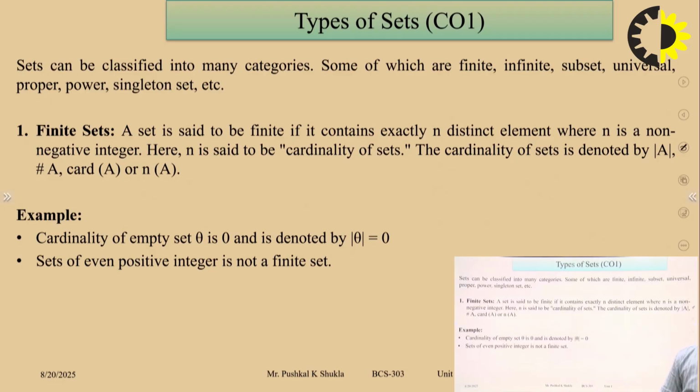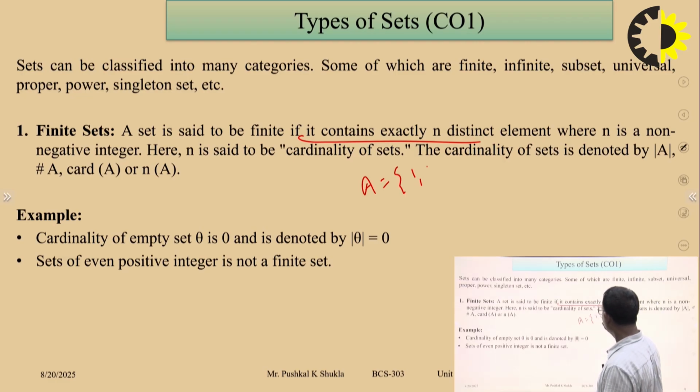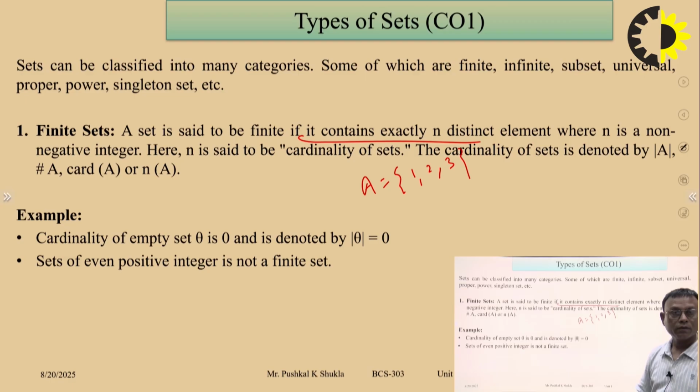Talking about the types of sets, sets can be classified into many categories, some of which are finite, infinite, subsets, universal, proper, power, singleton, etc. The finite set: a set A is said to be finite if it can be counted by the natural numbers. For example, A equal to {1, 2, 3}, so it can be counted by natural numbers 1, 2, 3, three elements are there, cardinality is countable here. So this is the case of the finite set.